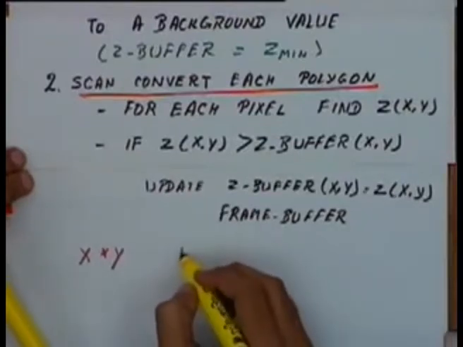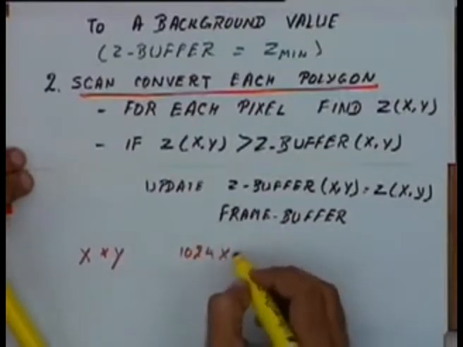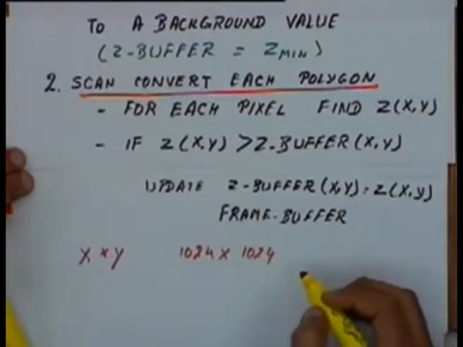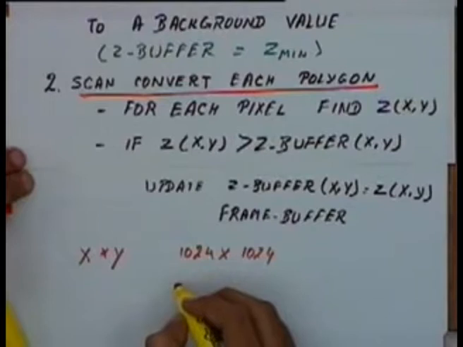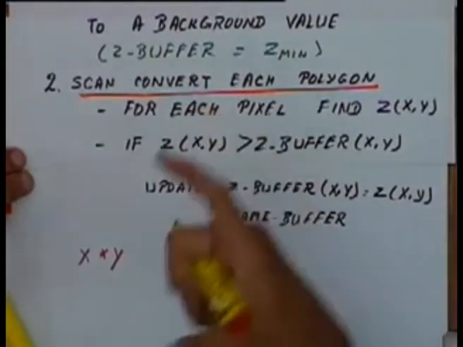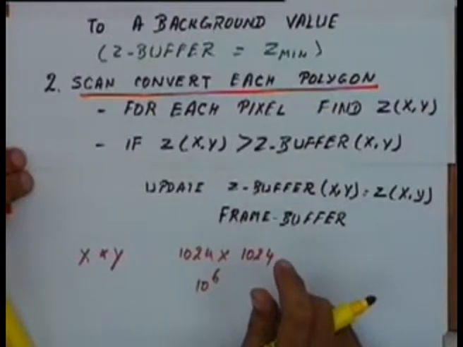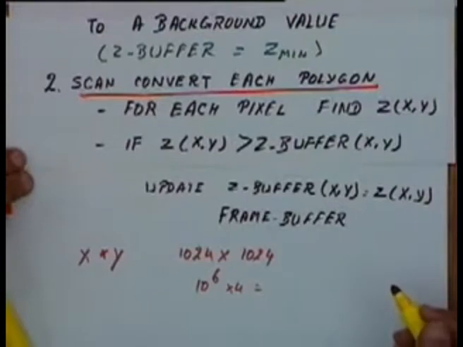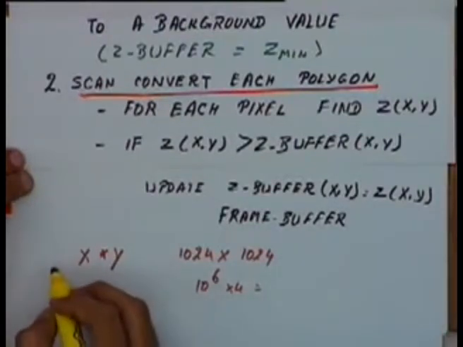Okay, x times y. If you have a screen which has the resolution of this, we need space which corresponds to roughly about 10 to the power 6 integers. Okay, which is 10 to the power 6 into 4, which is equal to 4 megabytes. That much space would be required to maintain the z buffer.